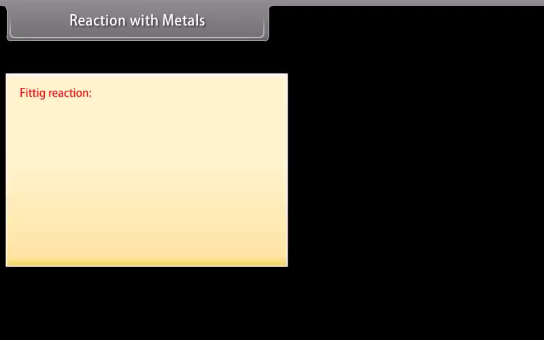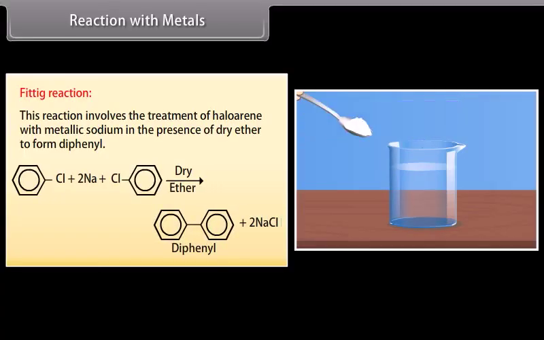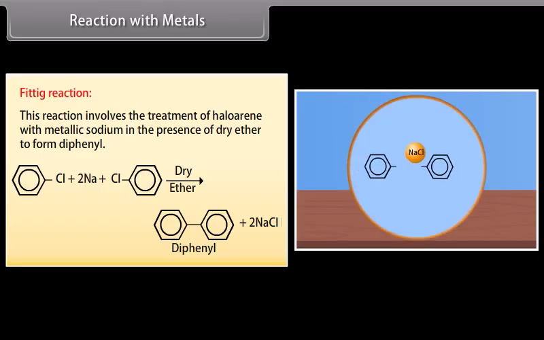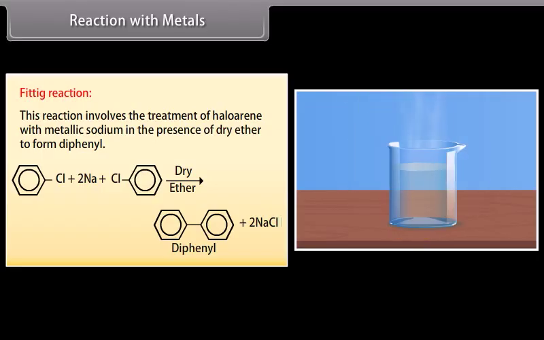Fittig reaction. This reaction involves the treatment of haloarene with metallic sodium in the presence of dry ether to form diphenyl. Sodium is added in the chlorobenzene solution and then we add dry ether, which reacts to form diphenyl and sodium chloride.